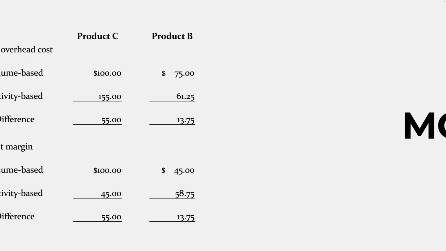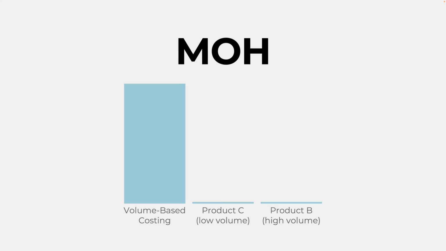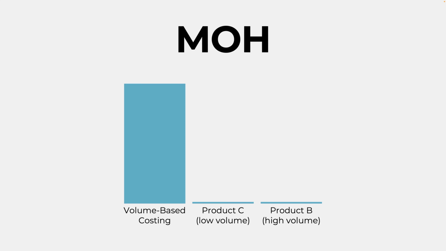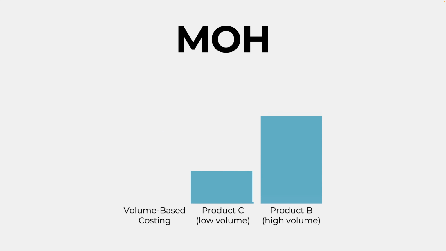We could visualize the manufacturing overhead in a different way. Let's take a look here. We have volume-based costing overhead of $2 million, and that needs to go to product C, the low volume product, and product B, the high volume product. Once the allocation is done, you can see that most of the overhead in a volume-based system goes to the high volume product, product B.